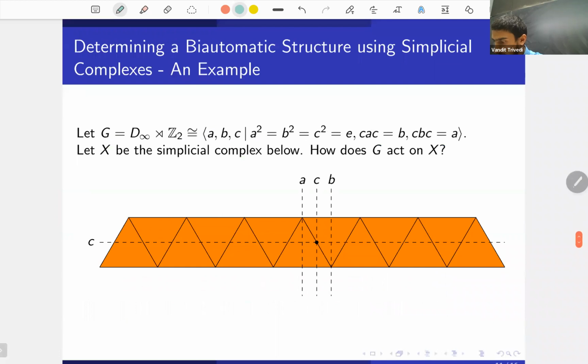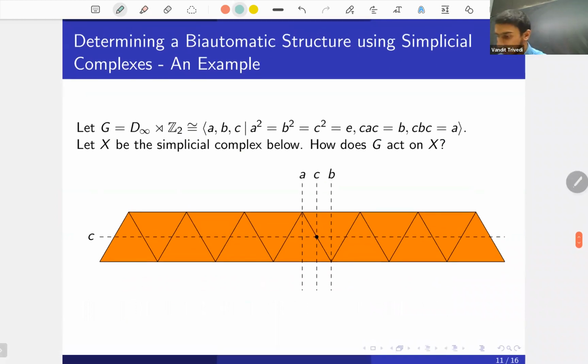So let's spend the rest of the time looking at an example. I have a group here, which is the semi-direct product of the infinite dihedral group with Z2. And it has this presentation, 3 generators, all of which are involutions or self-inverse. And I also have these 2 relations that come from the semi-direct product.